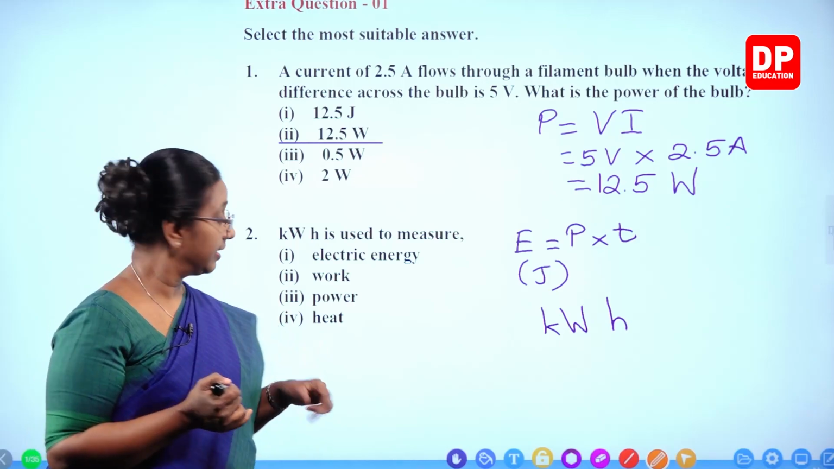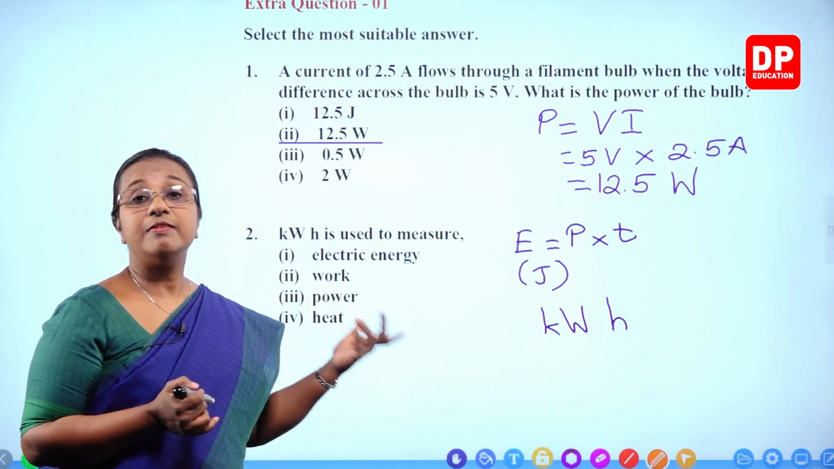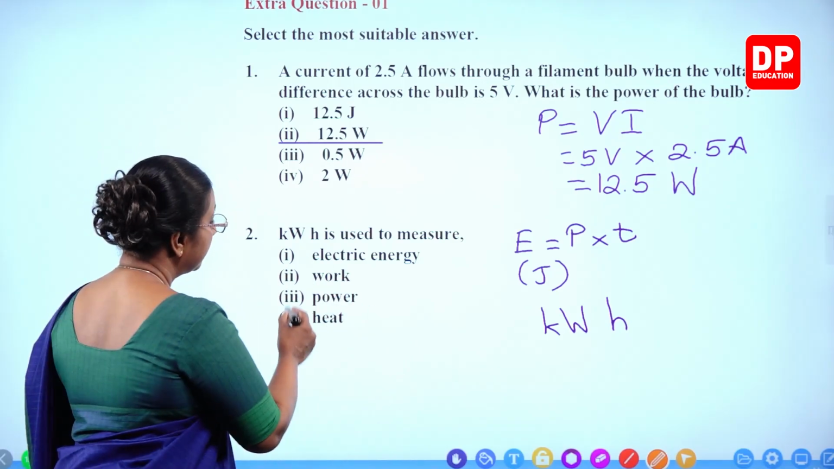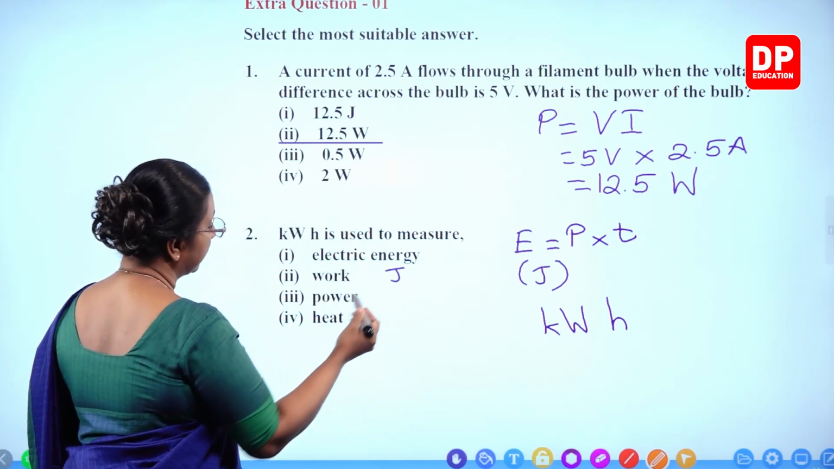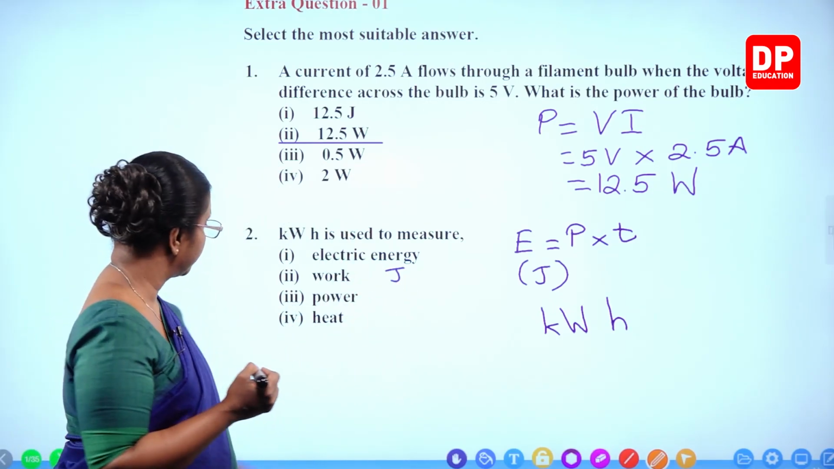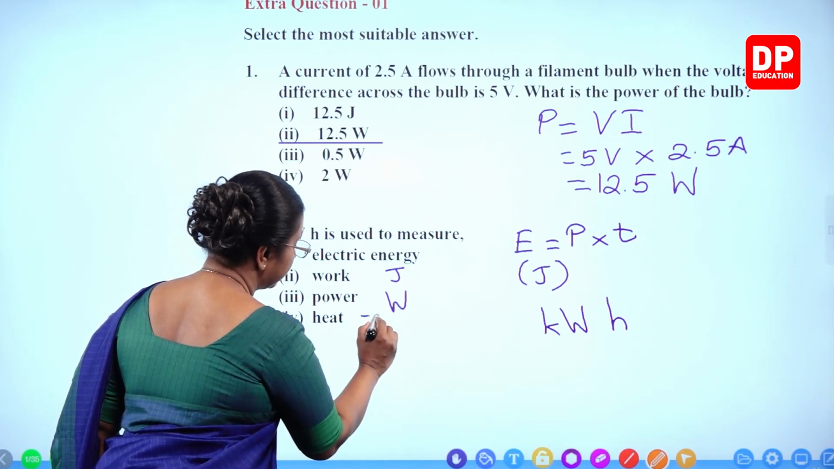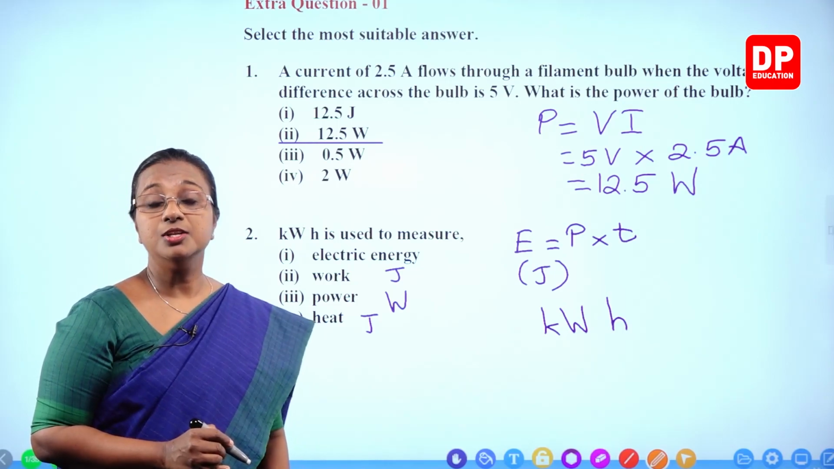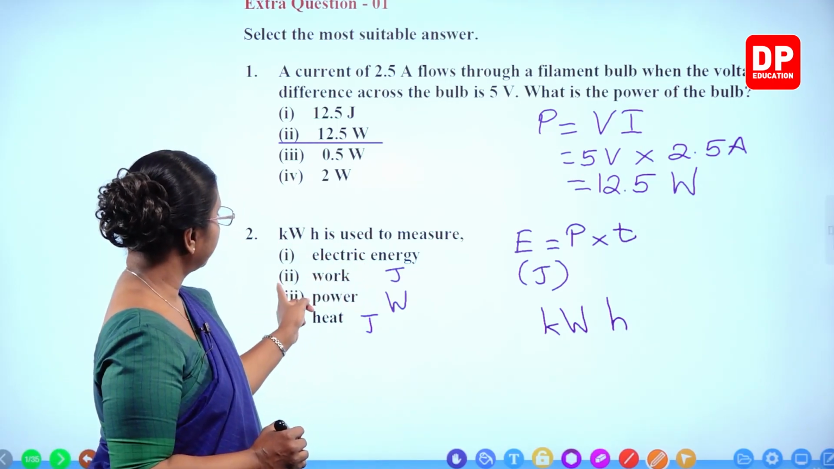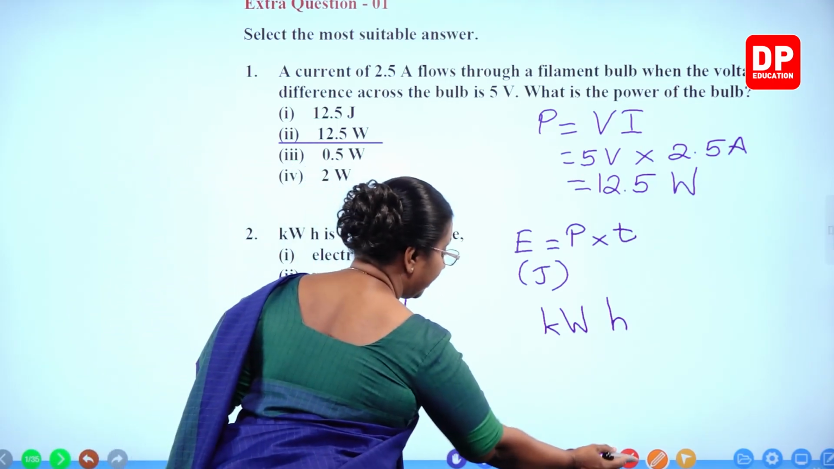If it is work, it will be in joules. Work and energy are both going to be in joules. Power is in watts, and heat again is energy, so that is also going to be in joules. So, kilowatt hour is used to measure electric energy.